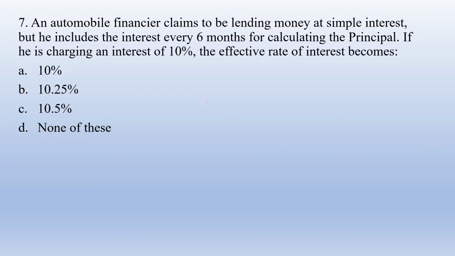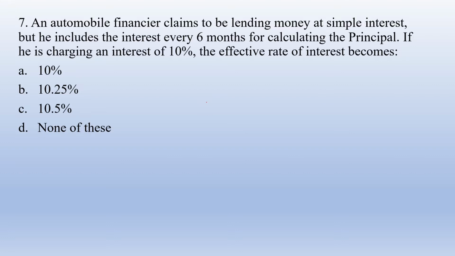Question number 7. An automobile financier claims to be lending money at simple interest, but he includes the interest every 6 months for calculating the principal. If he is charging an interest of 10%, the effective rate of interest becomes option A 10%, option B 10.25, option C 10.5, option D none of this.